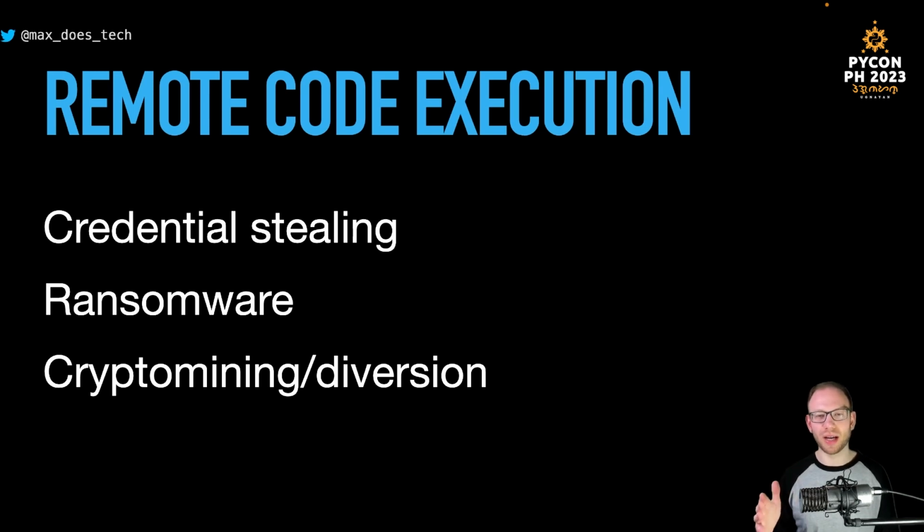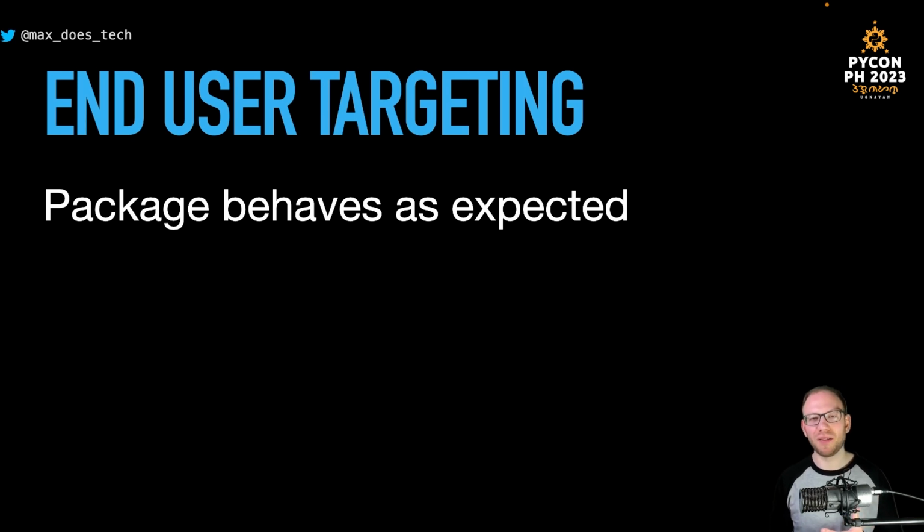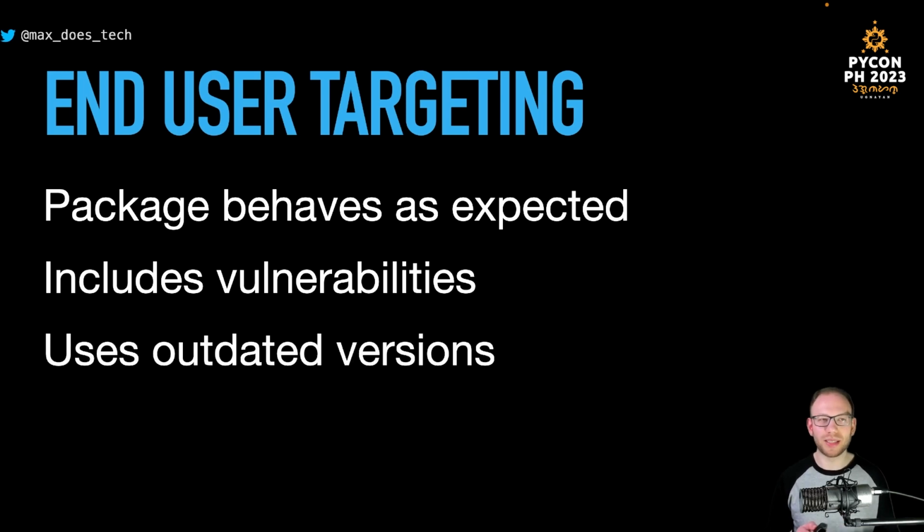And in crypto diversion, how it works is that funds are basically diverted from an actual user's crypto wallet to their attacker. So again, these are really big bad things you do not want to happen to you, and you don't want to get onto your work or your home network. But more importantly, there's also the possibility for end user targeting. And this is the case where a package might behave as expected, but it might include some vulnerabilities. So it gets packaged in, but it uses maybe outdated versions of things like that. And this means that a developer can actually get their users at risk. And we really don't want that to happen, which is why this is so important.